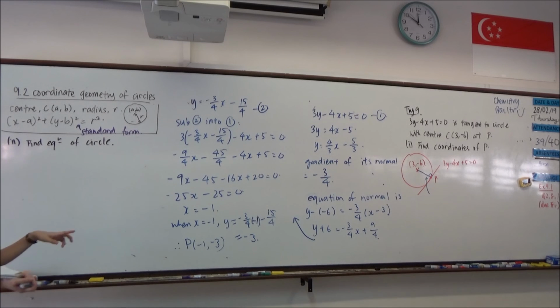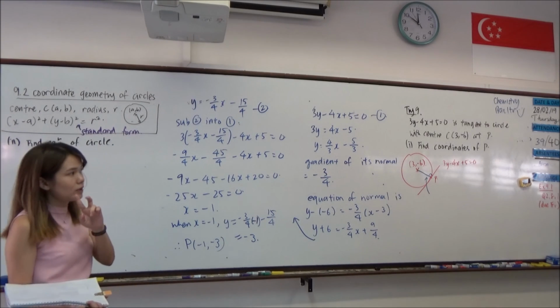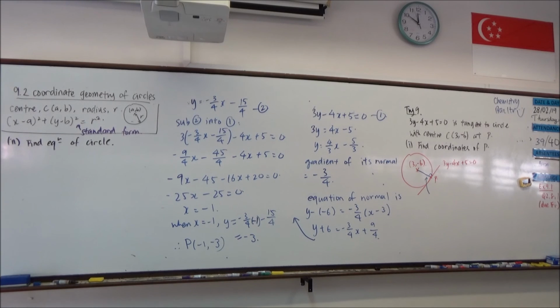In this case, we have already found out the coordinates of P and we have the center at 3, negative 6 as well. We need the radius, so we just have to find out the length of the radius by considering the point P as well as the center.